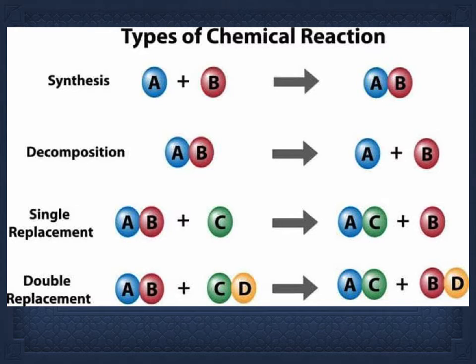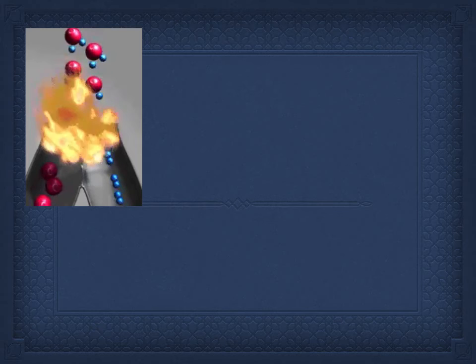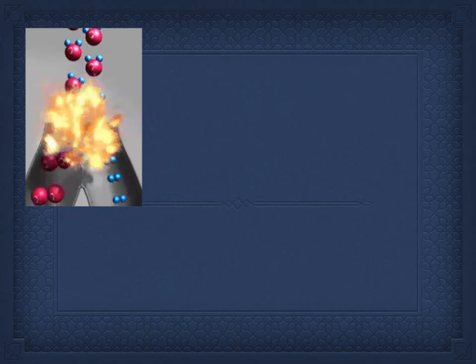Chemical reactions are classified into the following 4 types in accordance with the nature and the number of the reactants and the products. The first one is called combination reaction. As you can see, carbon reacts with oxygen, forming carbon dioxide.